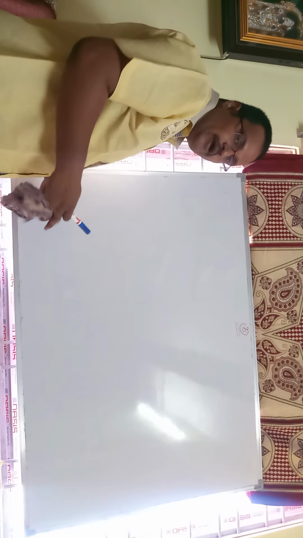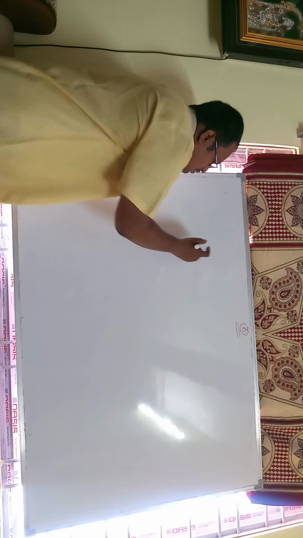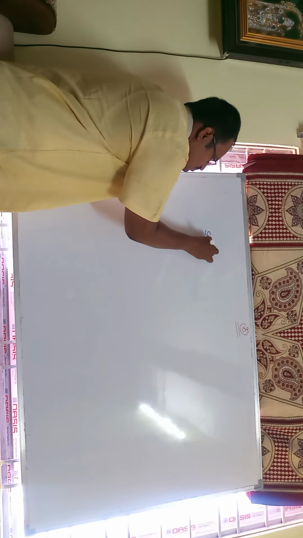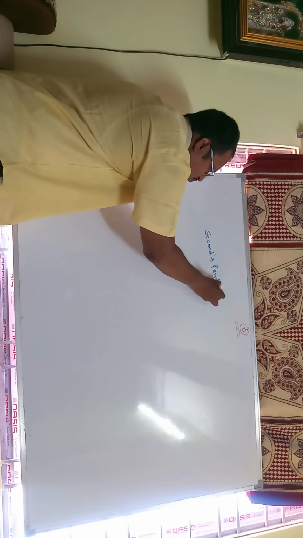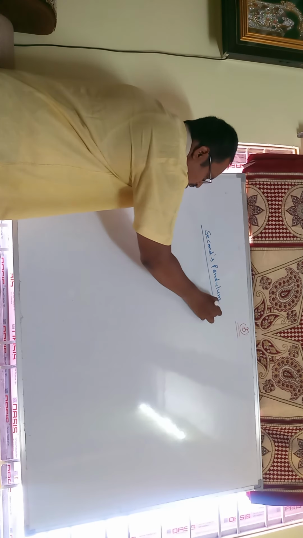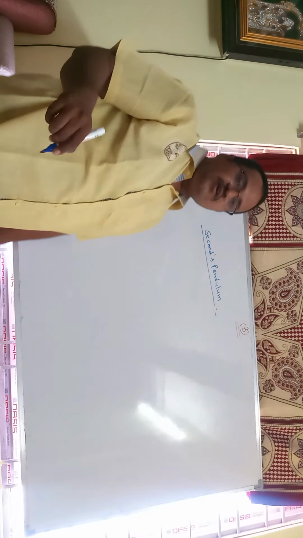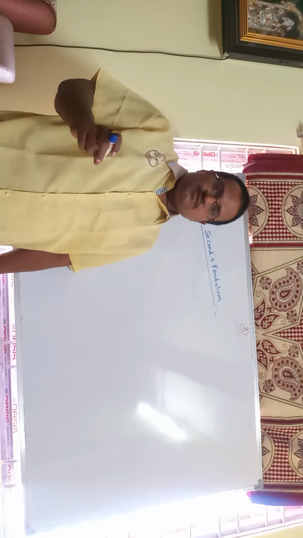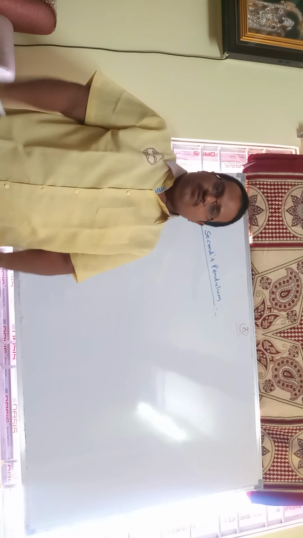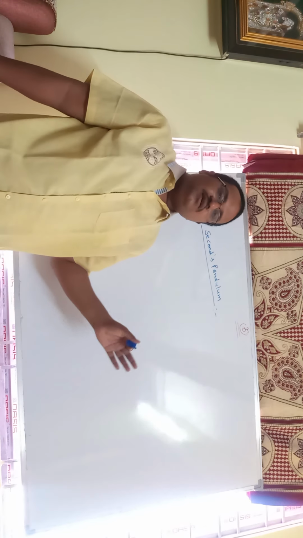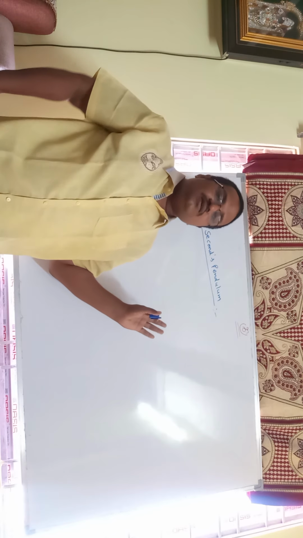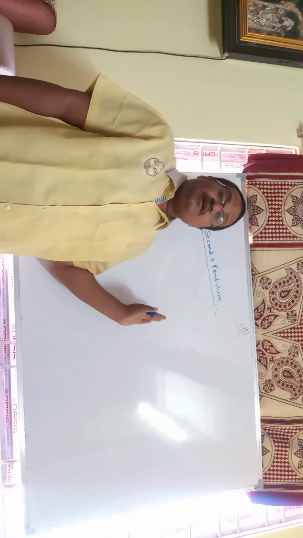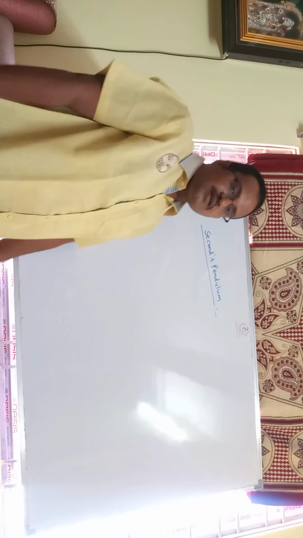Now, we have to go about seconds pendulum. What is a seconds pendulum? A pendulum whose time period of oscillation is 2 seconds. That means the pendulum takes only 2 seconds for one oscillation. Then it is called a seconds pendulum. And also one more thing, the length of the seconds pendulum is 100 centimeter, that is 1 meter.